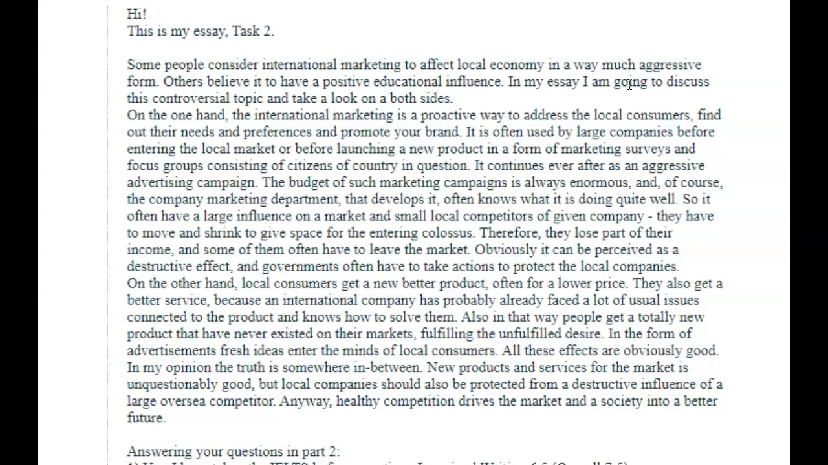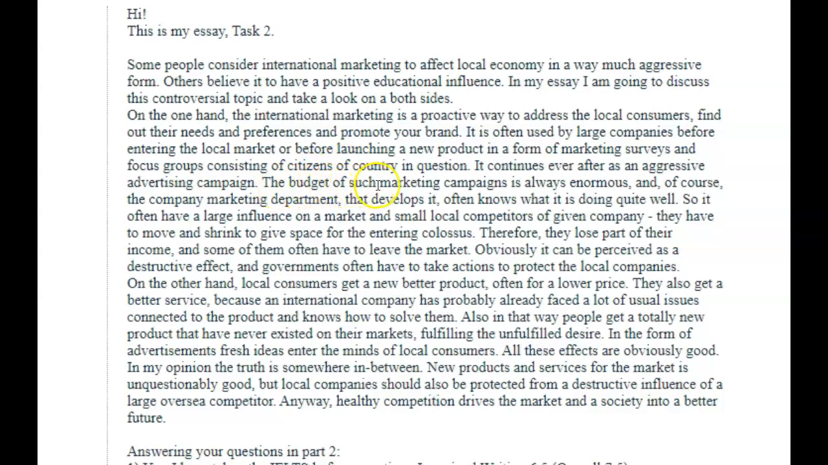On the one hand, international marketing, get rid of the. On the one hand, international marketing is a proactive way to address the local consumers, find out their needs and preferences, and promote your brand. It is often used by large companies before entering the local market or before launching a new product in the form of marketing surveys and focus groups consisting of citizens of the country in question. It continues ever after as an aggressive advertising campaign.